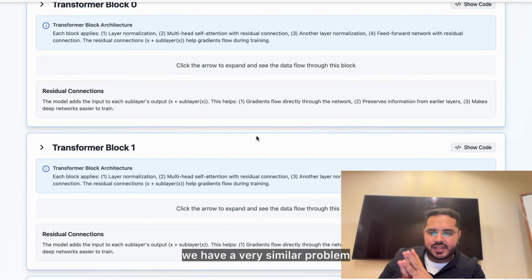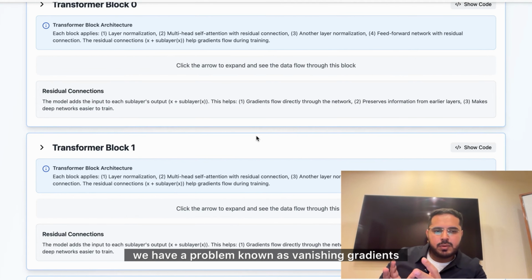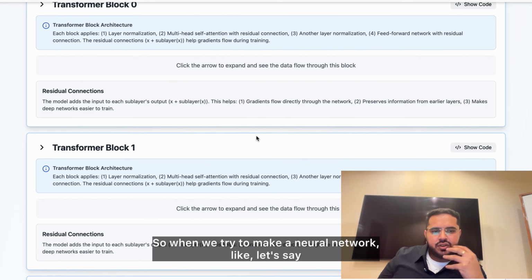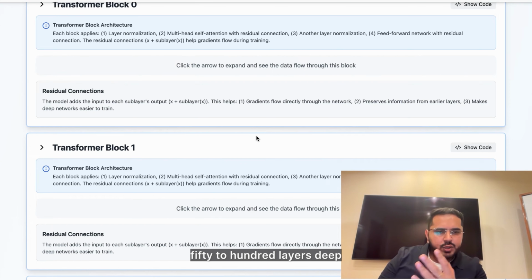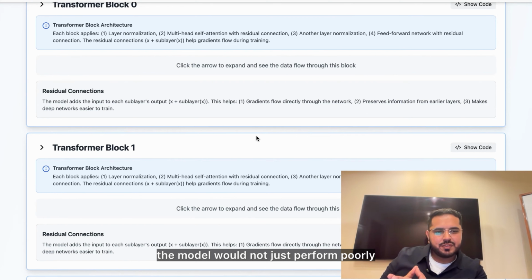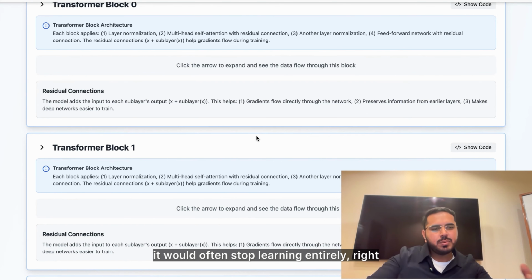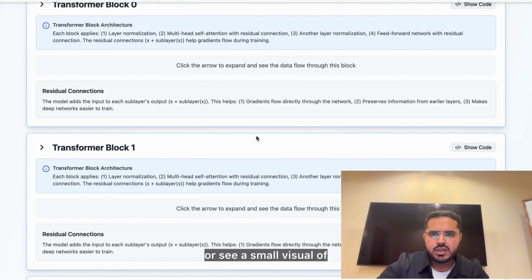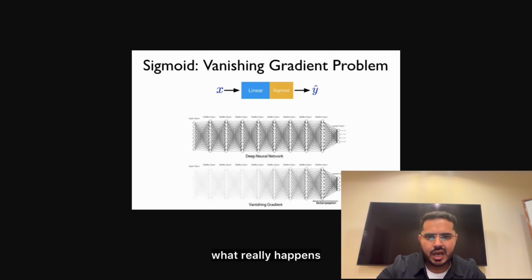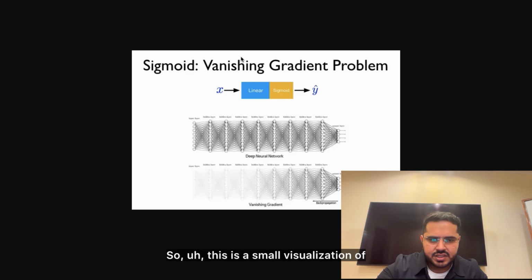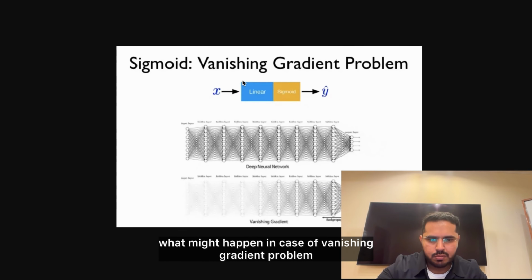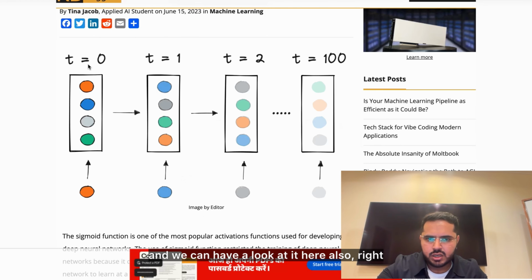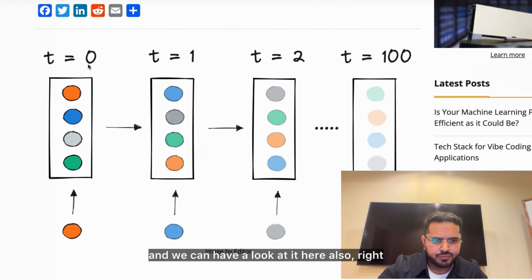In deep learning, we have a very similar problem. In case of deeper neural networks, we have a problem known as vanishing gradients. When we try to make a neural network, let's say 50 to 100 layers deep, the model would not just perform poorly, it would often stop learning entirely, right? This is basically the vanishing gradient problem. We'll see a small visual of what really happens. This is a small visualization of what might happen in case of the vanishing gradient problem, and we can have a look at it here also, right?